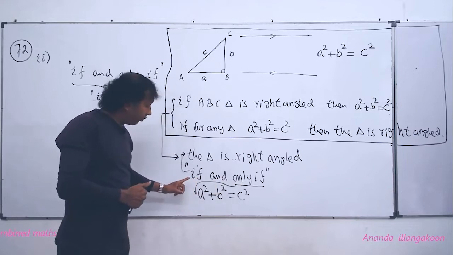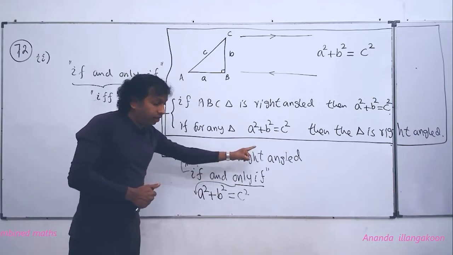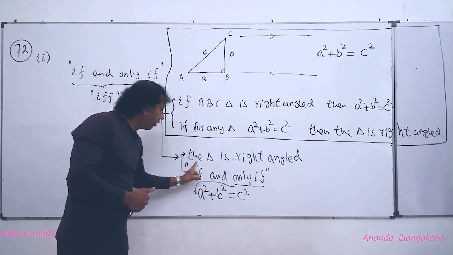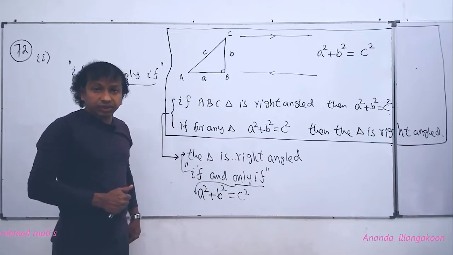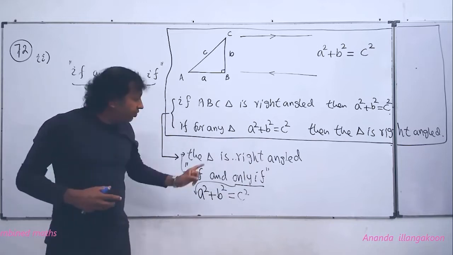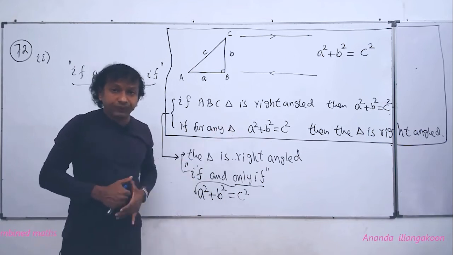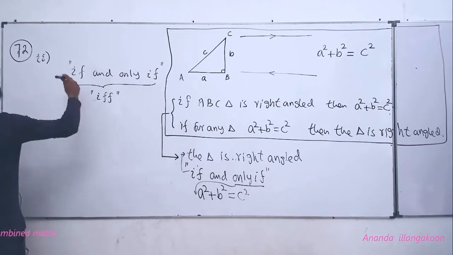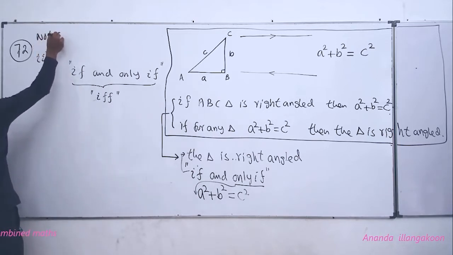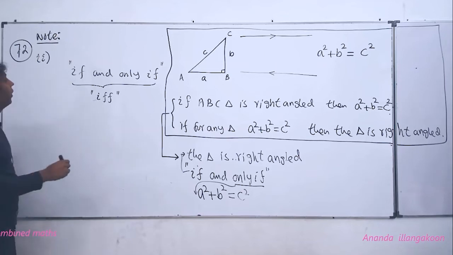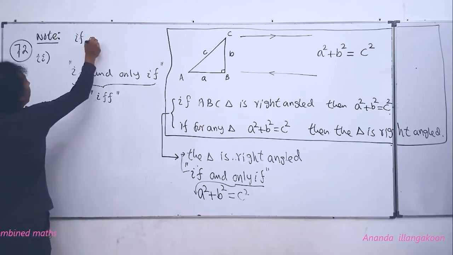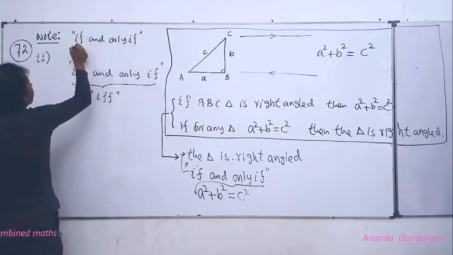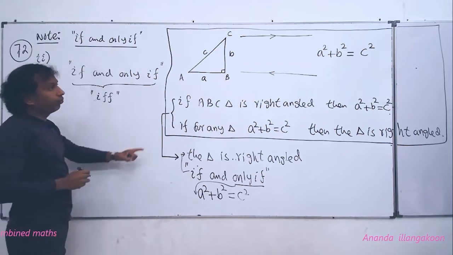Then how to join this? If the triangle is right angled, this is true. Only if A squared plus B squared equals C squared, the triangle is right angled. Understand? That is how we match this statement for the forward and backward results. Today we come to the first note before going to the second part of this question. I'll write down if and only if. I'm going to explain a little bit about this if and only if in this way.